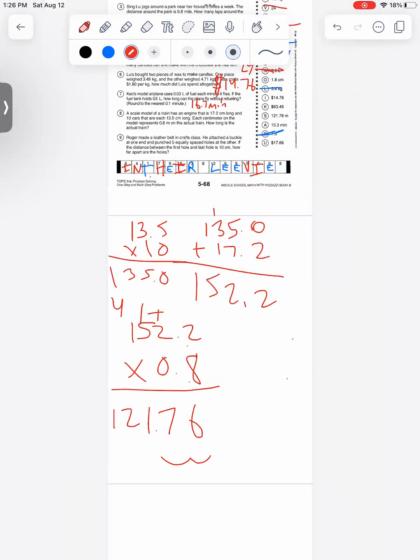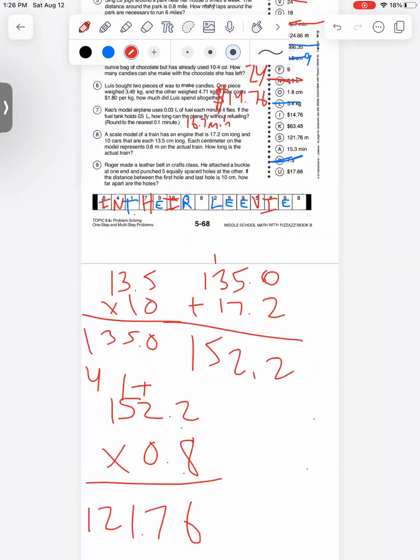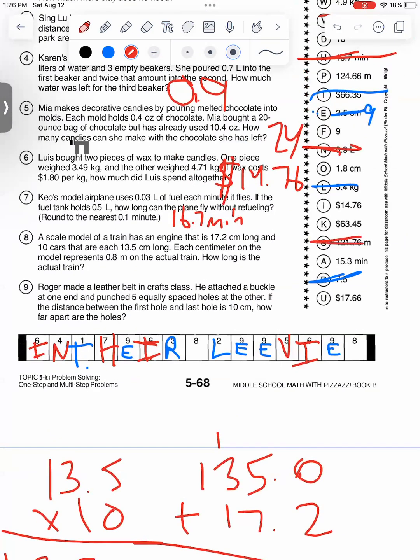So we have 121.76, which is going to be right here. All right, so 121.76 meters. And we'll work more on the ratio concept that got me to that point on that problem. So I'm just showing you what we're doing on this one.